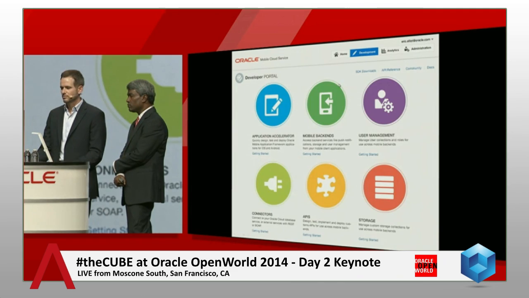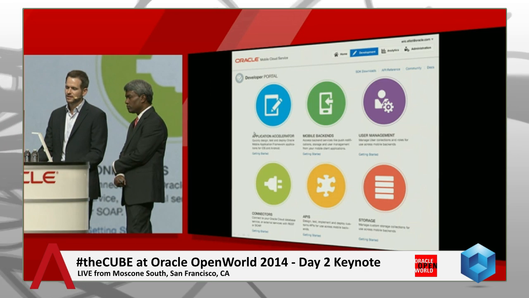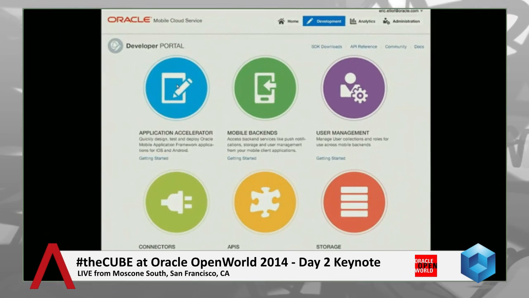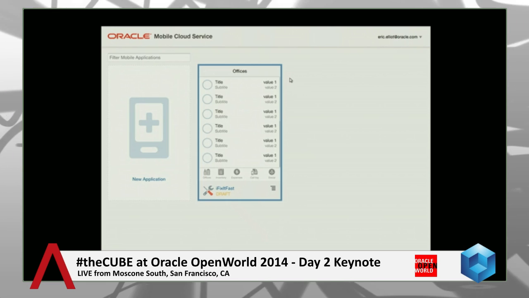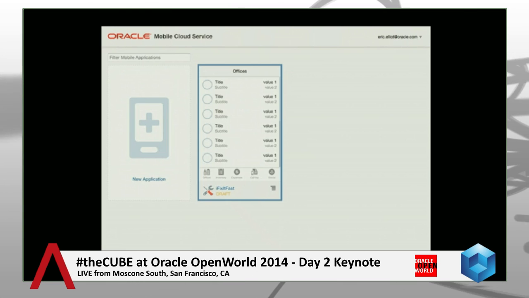So to do that, we're going to take advantage of Mobile Application Framework, which we can access through the Application Accelerator in Mobile Cloud Service. So Mobile Application Framework is essentially a set of components that are platform agnostic, and they bind readily to the APIs exposed by Mobile Cloud Service.